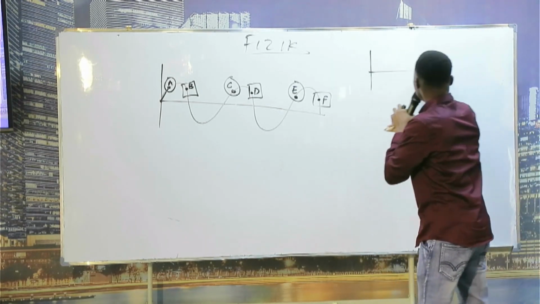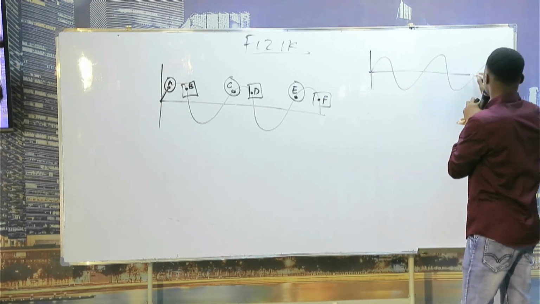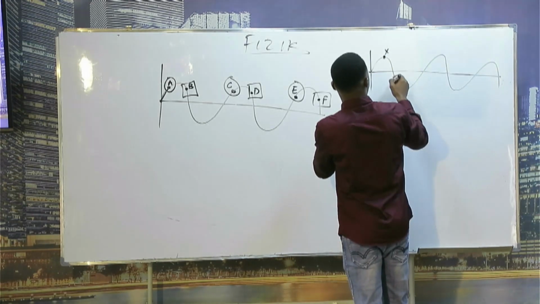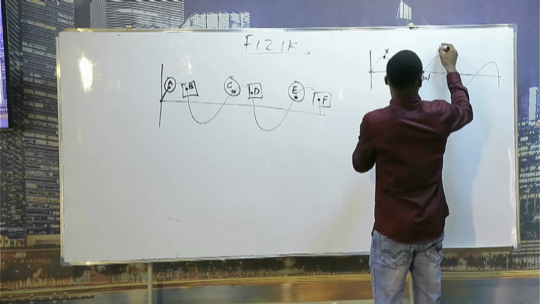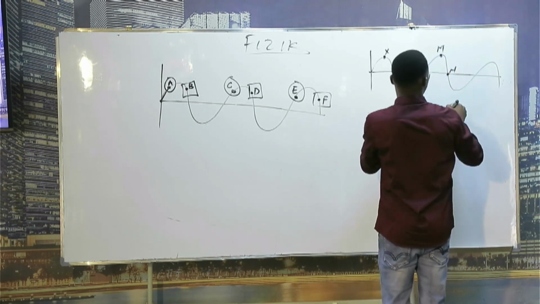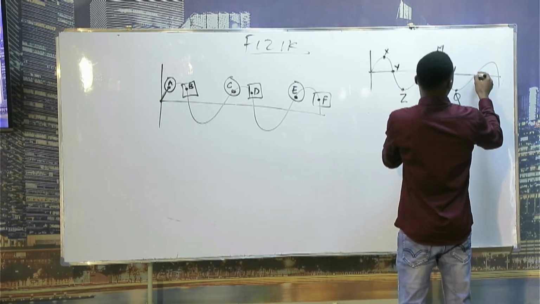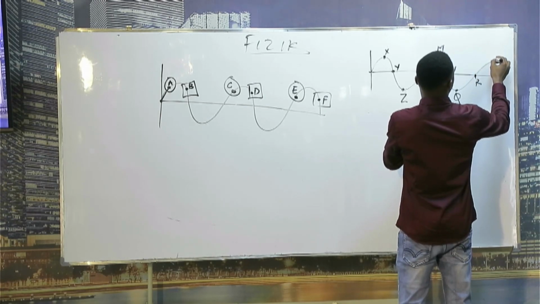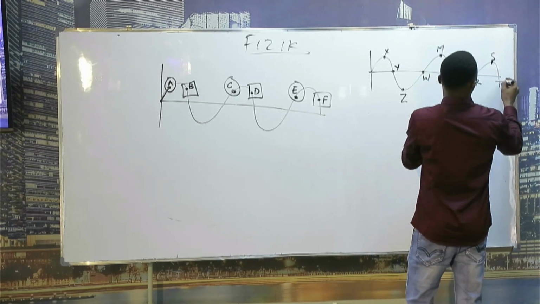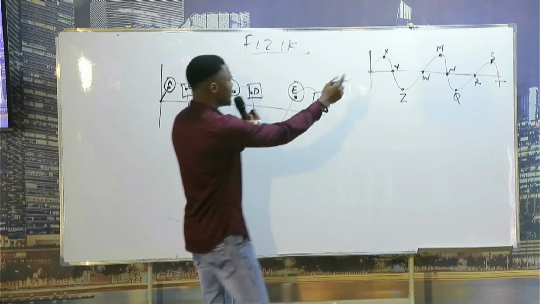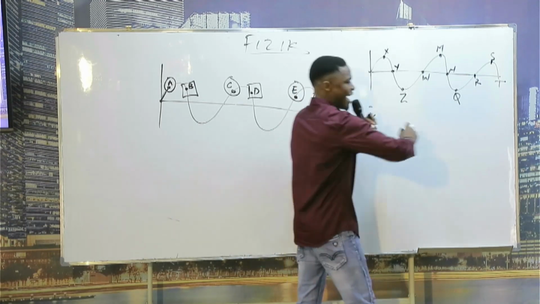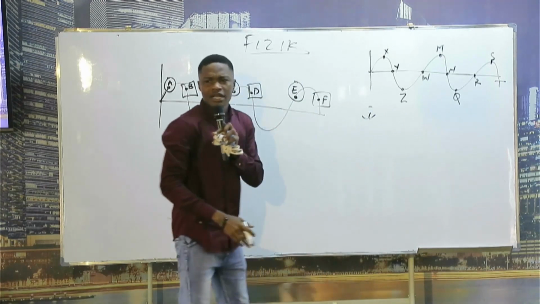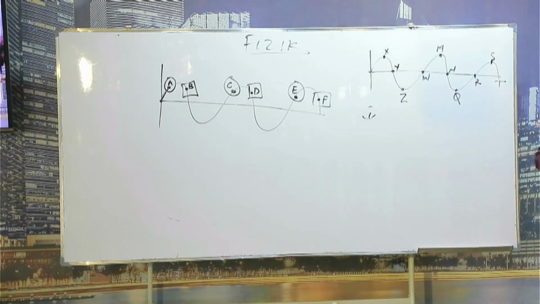Let's give another example. So let's say we have something like this. And then in JAMB, you have something like, here is X, here is Y, here is Z, here is W, here is M, here is N, here is Q, here is R, here is S, and here is T. Of course, maybe you have statement I, statement II, statement III, statement IV, and so on. They now asked, which of the following pairs of points are in phase?